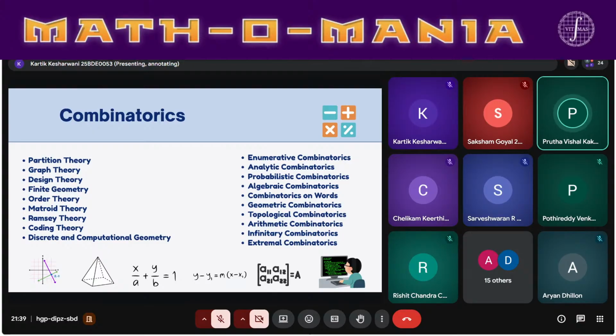Extremal combinatorics focuses on maximum or minimum structures under constraints. Fourier methods help bound sizes and detect hidden regularities in large combinatorial systems.